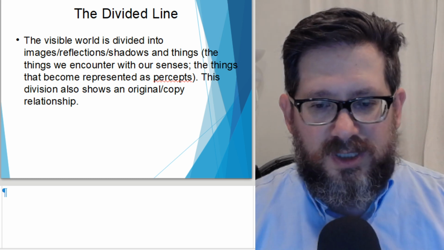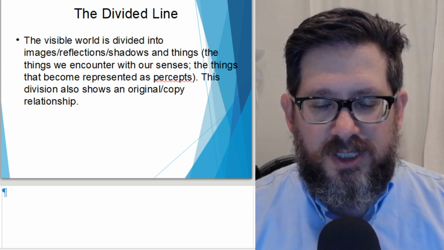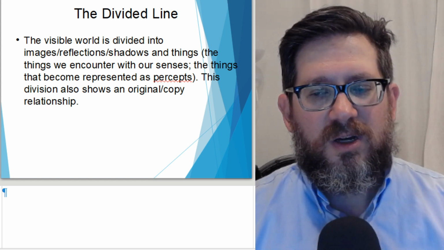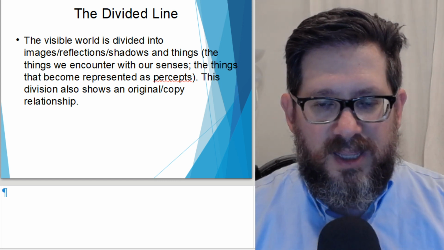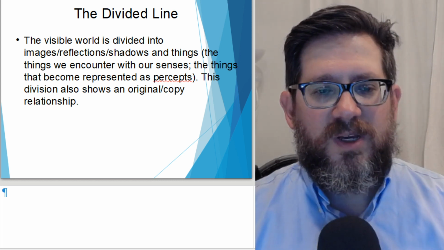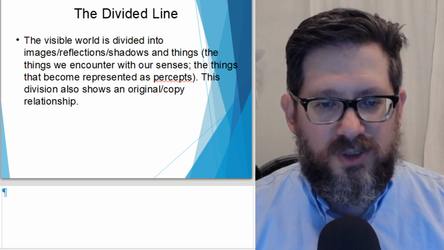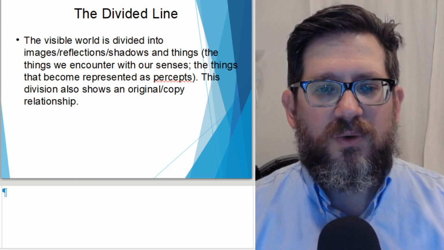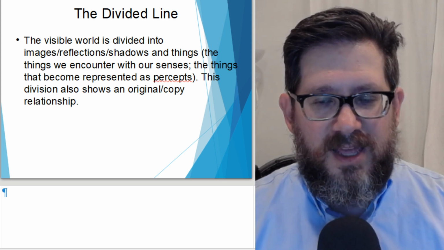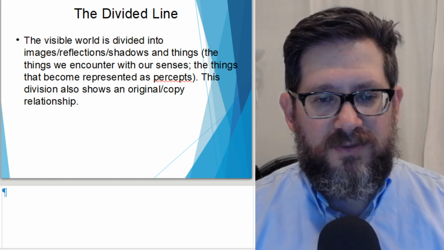And on the lowest part of the line are what he calls images, reflections, and shadows. So all of those are part of this lower part of the line. And then going towards the middle, we have things. Right? The things that cause those images or cast shadows or reflect on surfaces. So we have the thing and then the images of that thing, or the reflection of that thing, or the shadow of that thing.